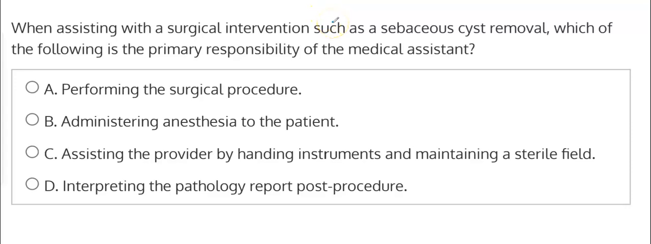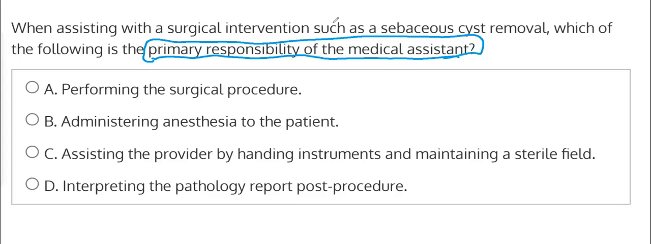This question says, when assisting with a surgical intervention, such as sebaceous cyst removal, which of the following is the primary responsibility of the medical assistant? So this is the part of the question that we will be focusing on. What is the primary responsibility of you as the medical assistant?